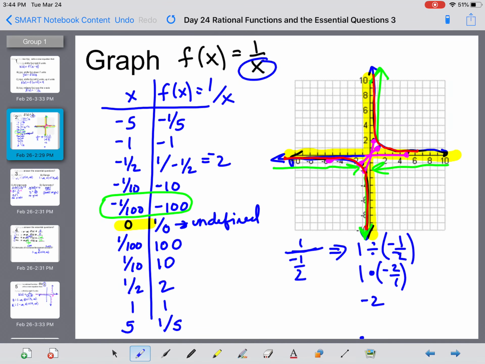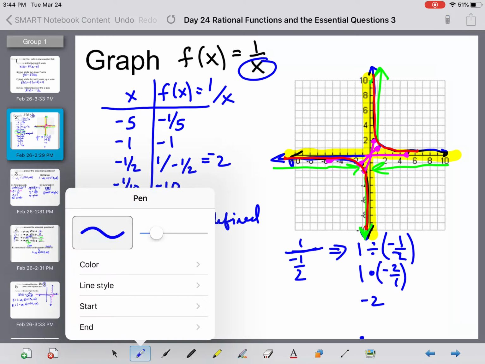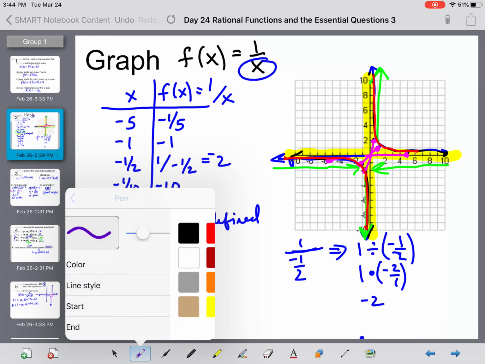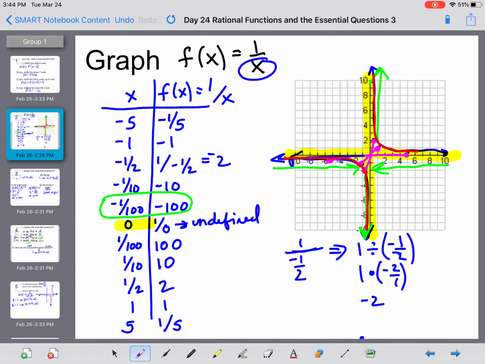So I apologize, this is super messy, but let's see what's going on here. As we're getting closer and closer to 0, let's find a color I haven't used here. I don't have too many options. As I'm getting closer and closer to 0, let's look at -1/100th. That's getting pretty darn close to 0.